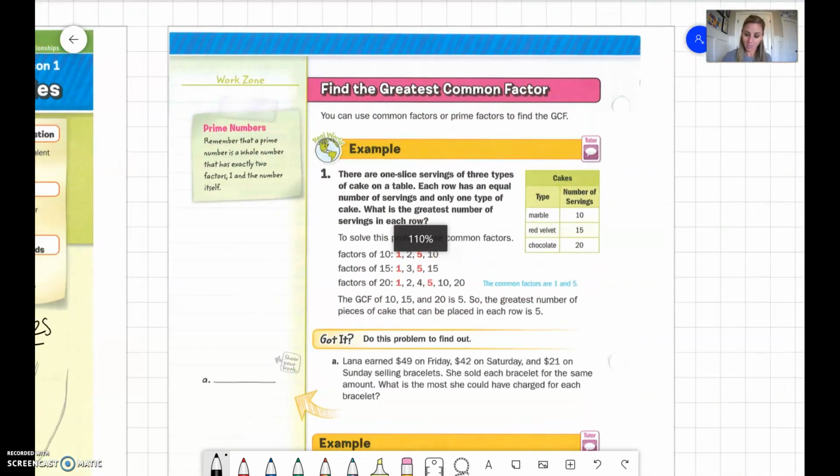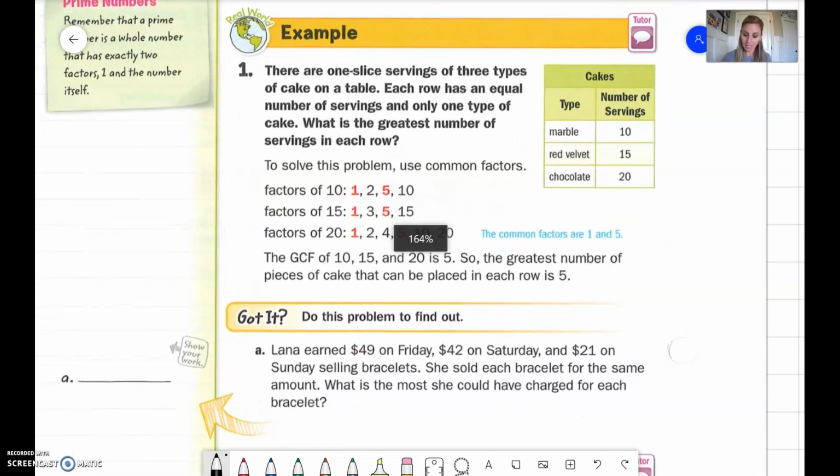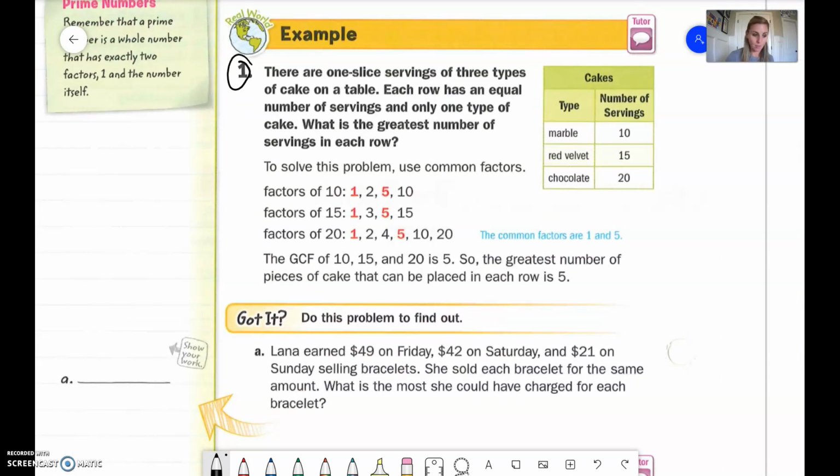Yes. Okay, so we're going to talk about greatest common factor. And the thing is they're going to give you a couple of examples. And I'm not going to walk through these examples, but rather I'm just going to show you really quickly, and then we're going to practice one. Okay, so here is talking about different kinds of cakes and the number of serving sizes that they come in.